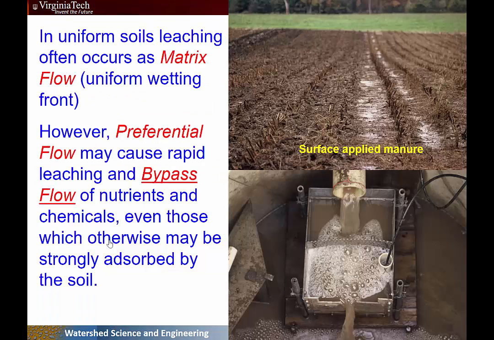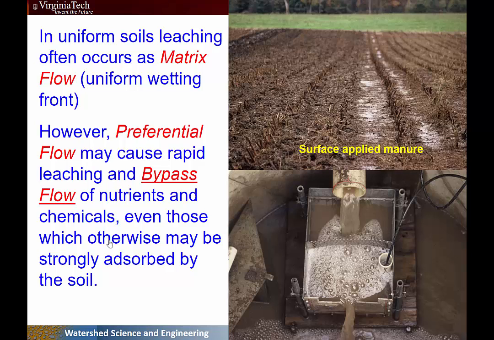So in uniform soils, leaching often occurs in that matrix. So we saw that picture of that dye test where we got relatively uniform flow in the root zone. But then once it hit the zone where we get macropores, we get preferential flow. And what that does is cause bypass flow of nutrients and chemicals, even those such as phosphorus, which might be strongly absorbed to the soil, flowing deep into the soil.